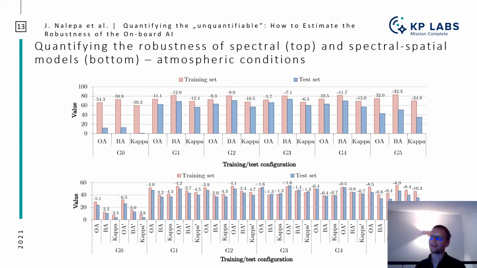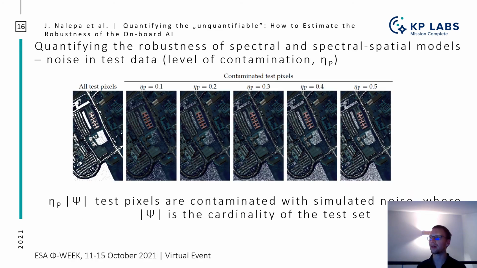From the results, we can observe that if we train the models, no matter if it's spectral or spectral-spatial, over the original data, so without any simulated acquisition scenarios, we are not robust against different atmospheric conditions. However, on the other hand, if we include our simulations in the training data, we are getting more and more robust against different atmospheric conditions that could happen in orbit, which is nice because if we increase the training data, we are getting more and more robust.